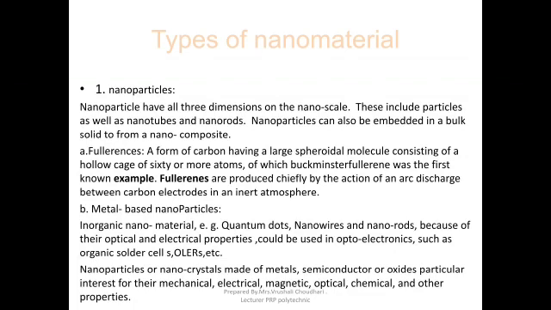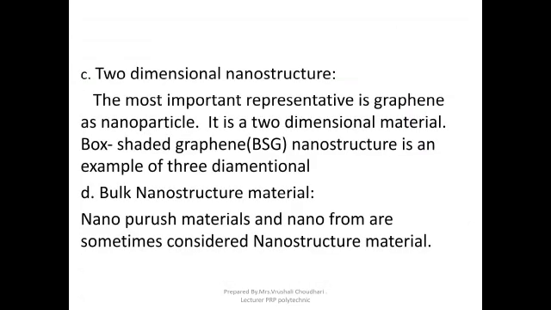Metal-based nanoparticles: inorganic nanomaterials like quantum dots, nanowires and nanorods are used for their optical and electrical properties. They could be used in optoelectronics such as organic solar cells and OLEDs. Nanoparticles or nanocrystals are made up of metals, semiconductors and oxides, used due to their mechanical, electrical and chemical properties. Two-dimensional nanostructure: the most important representative is graphene as a nanoparticle. It is a two-dimensional material. Nanostructure is also an example of three-dimensional bulk nanostructured material. Nanoporous materials and nanofoams are sometimes considered nanostructured materials.